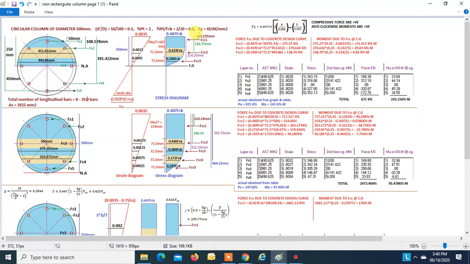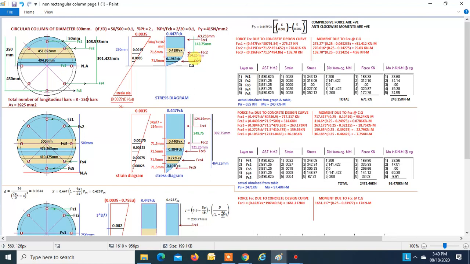Now we know this distance. You can find this distance, and you can find the moment, which is going to be anti-clockwise, so this is going to be positive. This force is positive because it is a compressive force. Now this will give an anti-clockwise moment which will be positive. So force into (0.25 minus 0.14275), which is equal to 29.03 kilonewton meter.